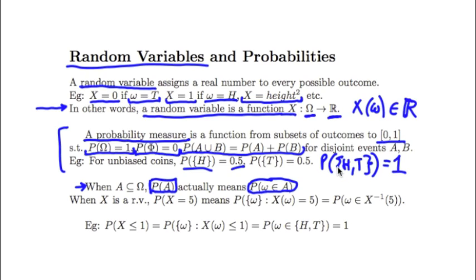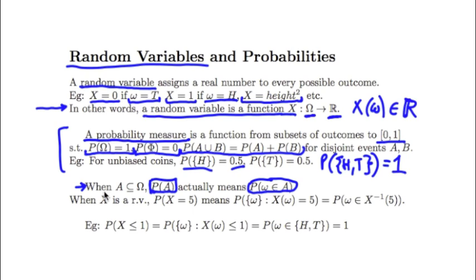Now again over here, the probability of {H, T} is to be interpreted as the probability that the outcome of the random experiment of tossing a coin is in the set {H, T}. Well, that probability is 1 because there is no other possibility. It has to be either heads or tails. So just remember that we often write P of A when we actually mean the probability of the outcome belonging to the set A.